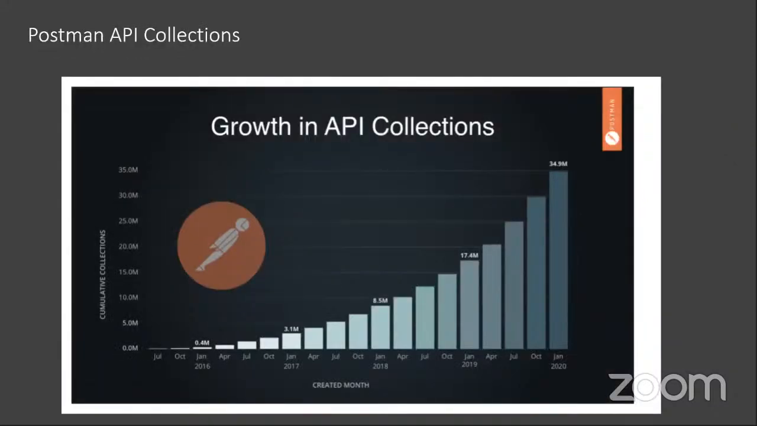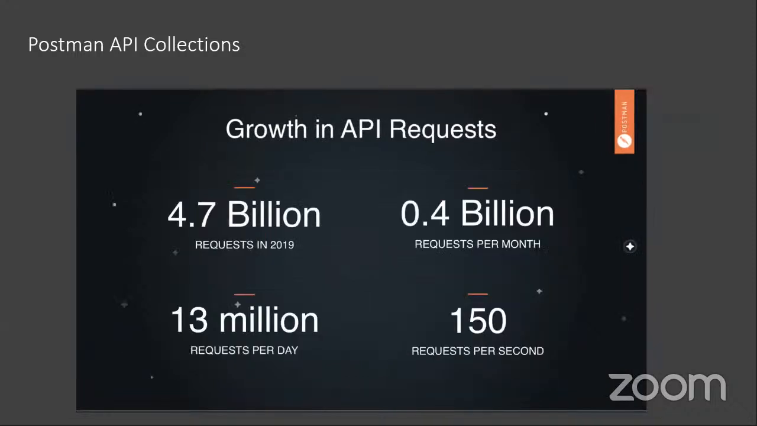And this is a couple of screenshots that I got from Postman. Postman's a tool that I use, and I'm sure a lot of developers have used, to do API calls. And you can see the growth in API collections. I mean, just 34.9 million in January of 2020. And look at the number of requests per day, 13 million, a little over $250 million per month, 150 per second. It's just crazy. So hopefully I've driven home the point that APIs are the name of the game.